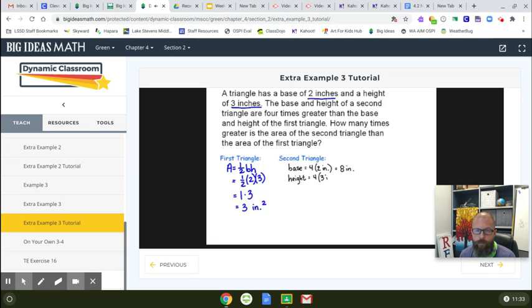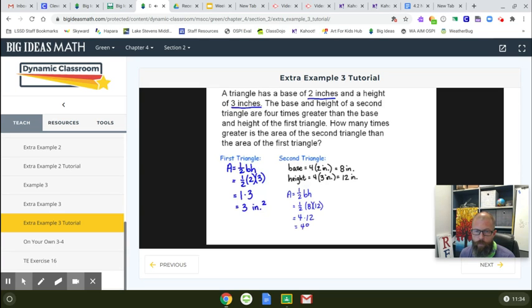Using these dimensions, we can find the area of the second triangle. Area equals 1/2 base times height. 1/2 times 8 times 12. Multiply from left to right. 1/2 times 8 is 4. 4 times 12 is 48. The area of the second triangle is 48 square inches.